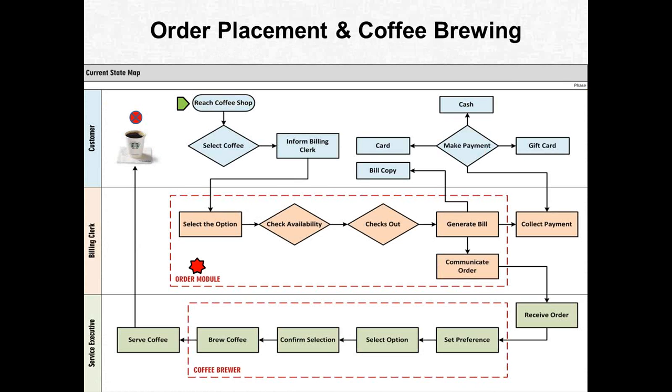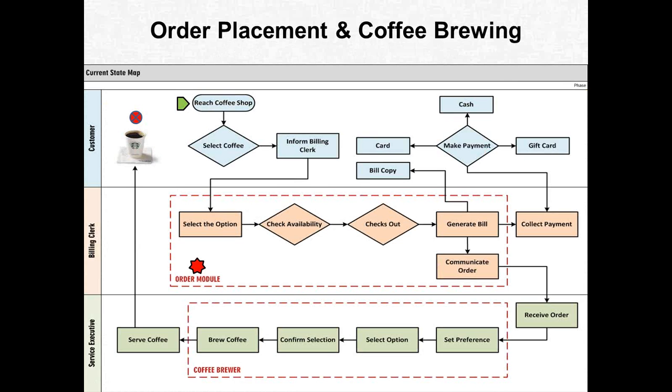And when I go through this process map, which is exactly for Starbucks, we have 3 swim lanes here. The first swim lane is customer, the second one is billing clerk, the third one is service executive. The customer walks into this outlet, selects a coffee, informs the billing clerk, and immediately he starts typing into a system. This system is going to be impacted. So that is the reason we have a star mark.